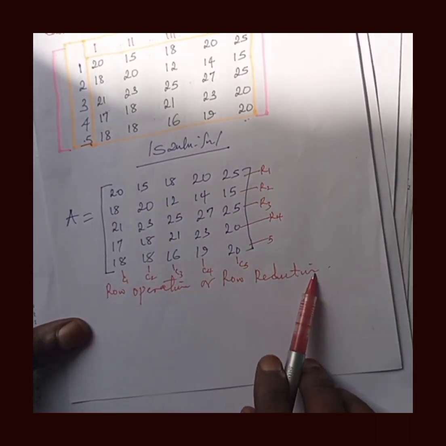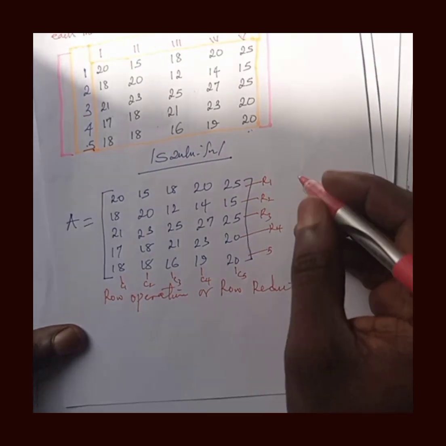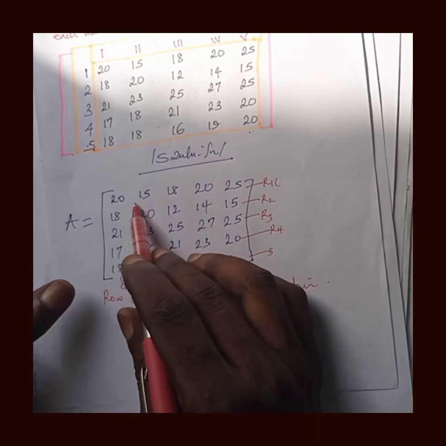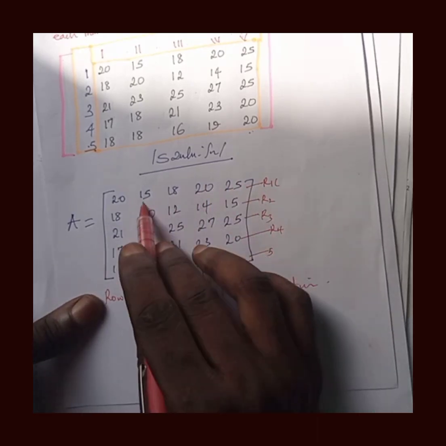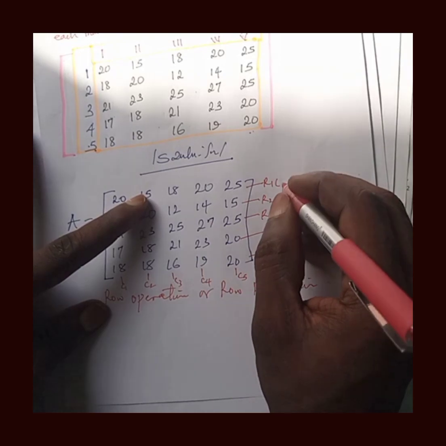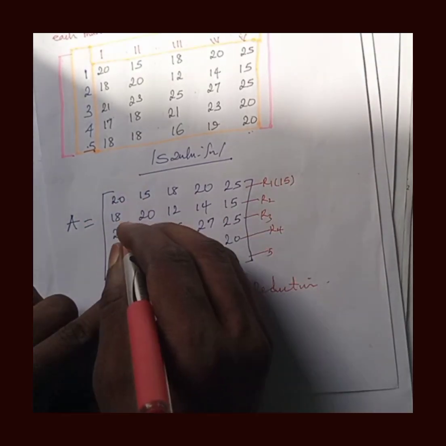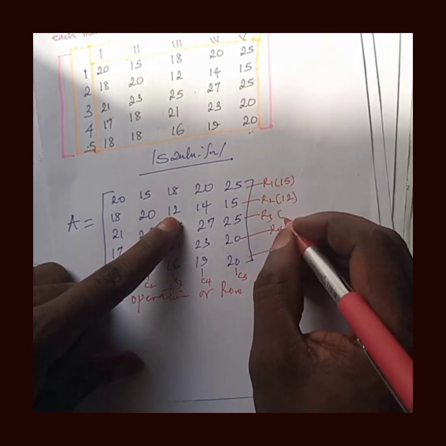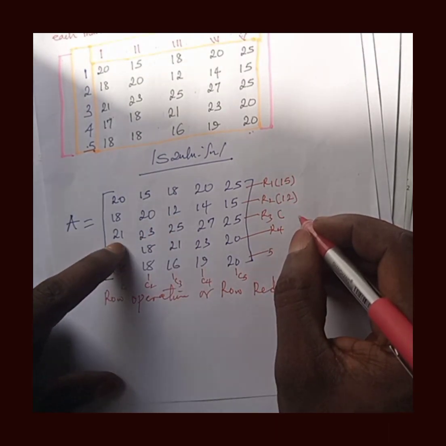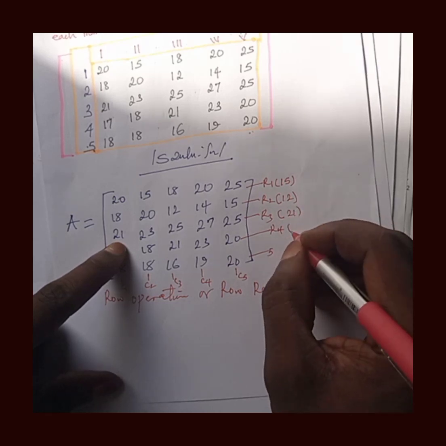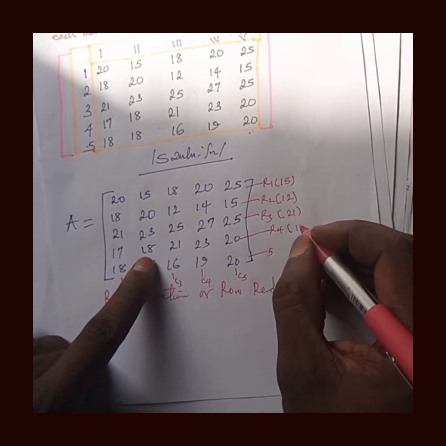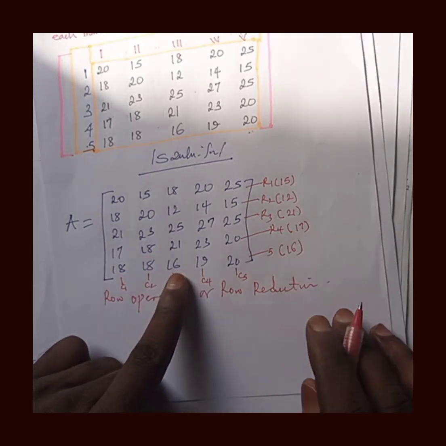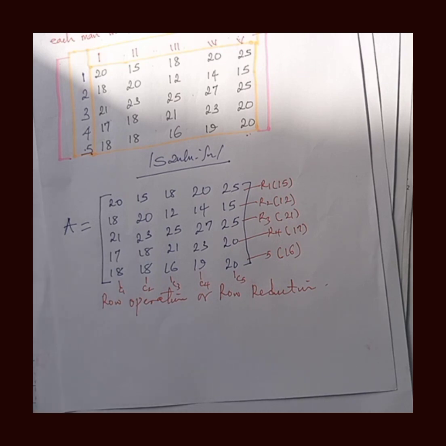Now under the row reduction method, what we are going to do is look at the smallest element in each row. Here the smallest number is 15. Here we have 12 as the smallest one. Here 21 is the smallest one, and here we have 17. Here we have 16. So what is the function of these numbers?